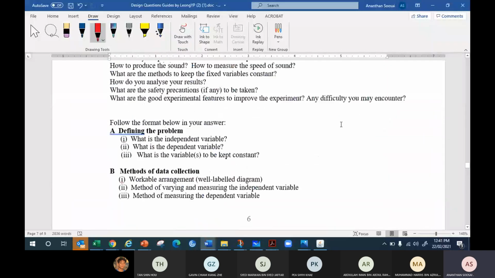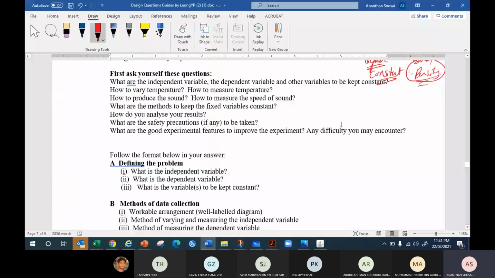Okay, now how do you write? First, as I said, ask yourself: what is the independent variable, what is the dependent variable, and what are the variables kept constant. That's the main thing you have to do. In any scientific investigation, you should get what is independent, what is dependent, and what is kept constant. That is very important for science, right? Then you must tell how the temperature is going to change. How are you going to measure it? How to produce the sound wave? How to measure the speed of sound? These questions all must arise.